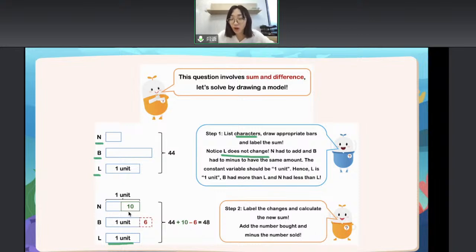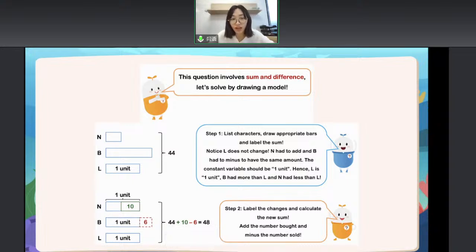For Nicole, did Nicole already have 1 unit at the very beginning? No, that is after she got 10 and then she had 1 unit. And what about Belinda? Originally, Belinda had more than 1 unit. How much more? That is 6. So maybe we can draw it with a dotted line. And then how to figure out the new sum.